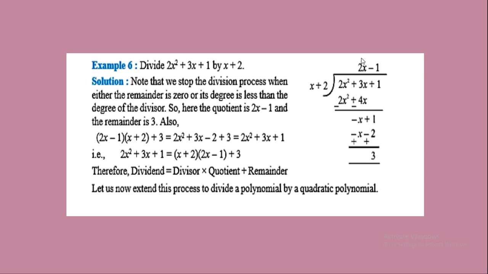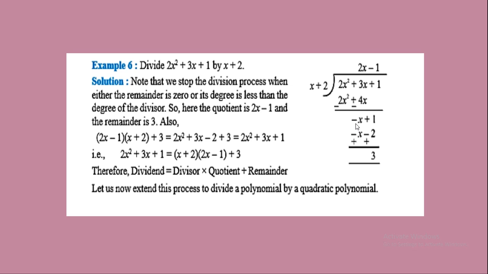Now we have to multiply this 2x with x plus 2. When multiplying 2x into x, we will get 2x square, and 2x into 2, we will get 4x. And now subtracting these two polynomials, we will get 2x square minus 2x square is 0, 3x minus 4x is minus x, and 1 minus 0 is 1.